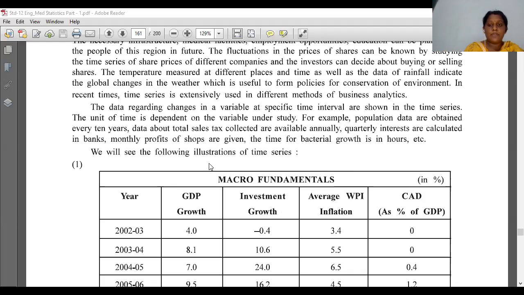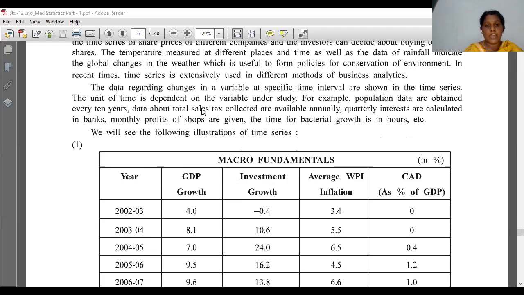So like population, we can collect after 10 years. Then sales tax is collected yearly. Then interest of the banks is counted quarterly, and the profit of a shop is counted monthly. So all these particular things have a different time period. So it is fixed that for shops, we calculate our profit or losses month wise, and also year wise.